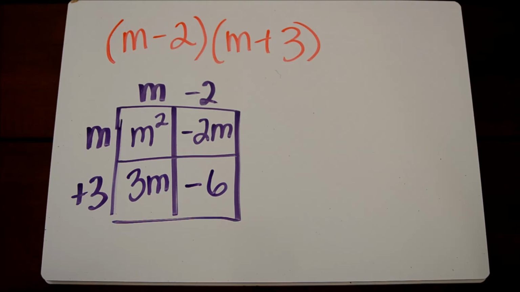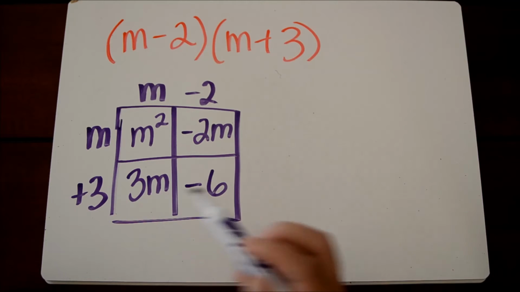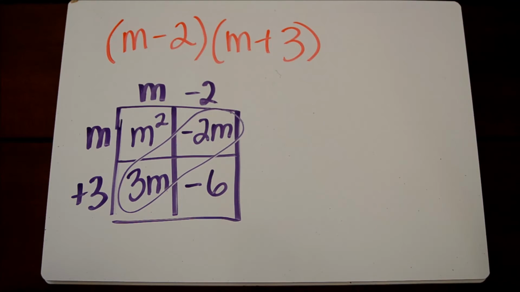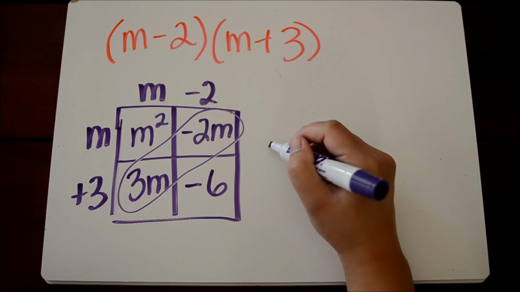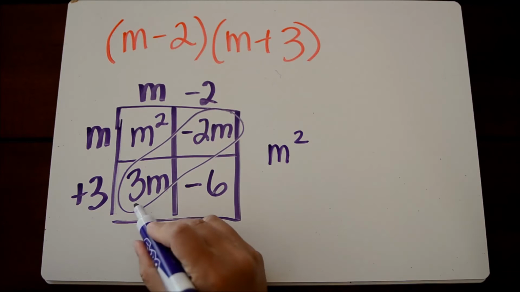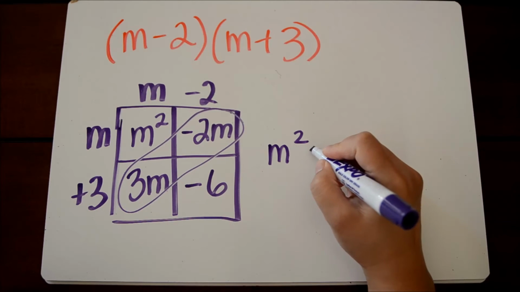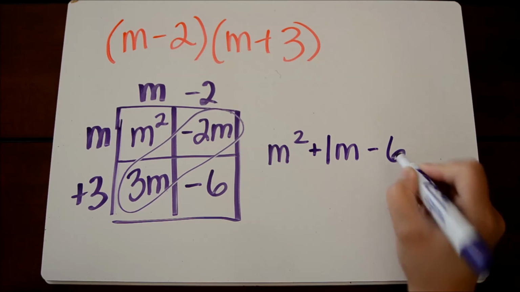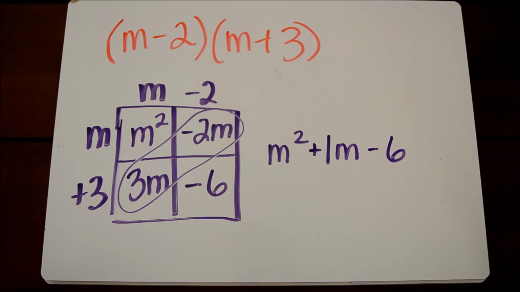We're going to combine like terms. The only terms that are like terms here are the m terms. So we could combine these two. But we write our answer from the highest power to the lowest power. So m squared's first, and then 3m minus 2m is positive 1m, and then negative 6 is the only constant, so we write that at the end. And that is our simplified expression.